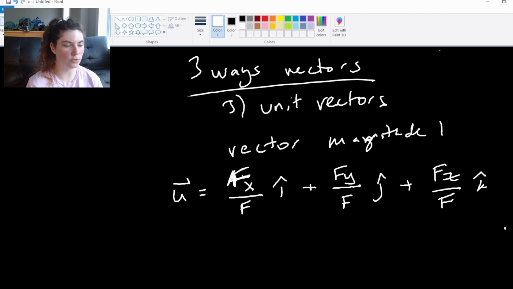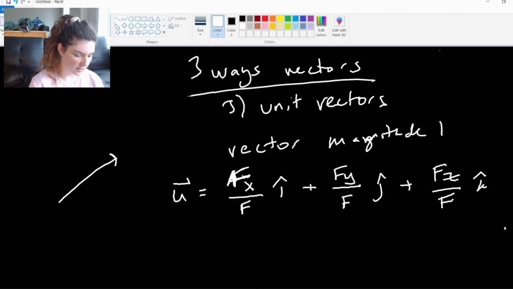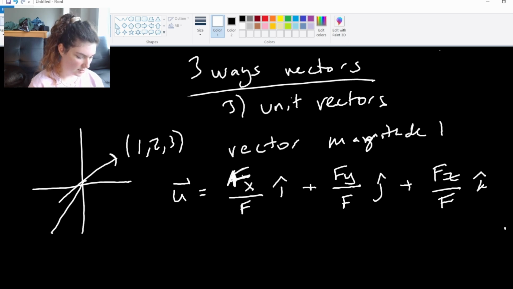This is really useful for dealing with force and position vectors. So for example, if you're given some vector that's just hanging out in space, and you're given the coordinate points, like this is sitting at 1, 2, 3, and pretend there's a coordinate system here or something. This is sitting at 1, 2, 3, and this point is sitting at like -1, -2, -3.